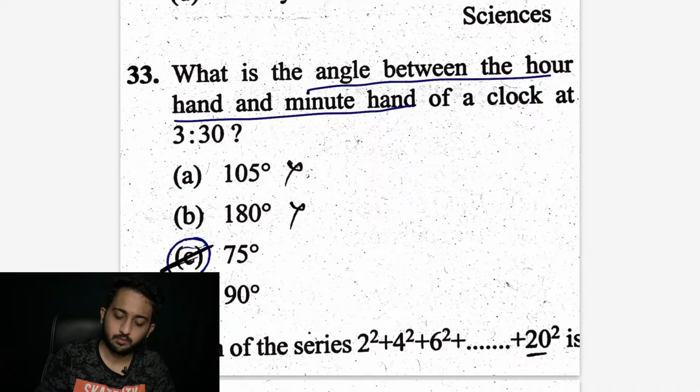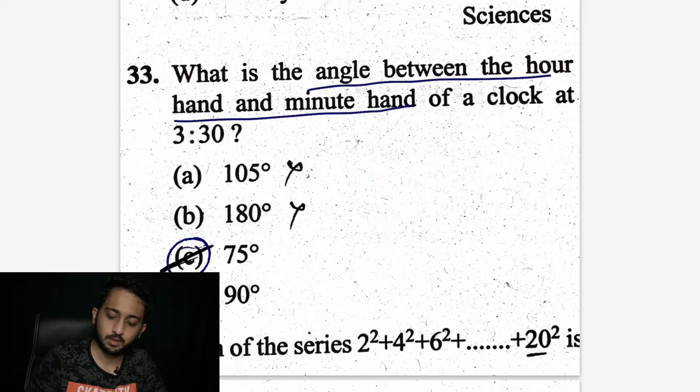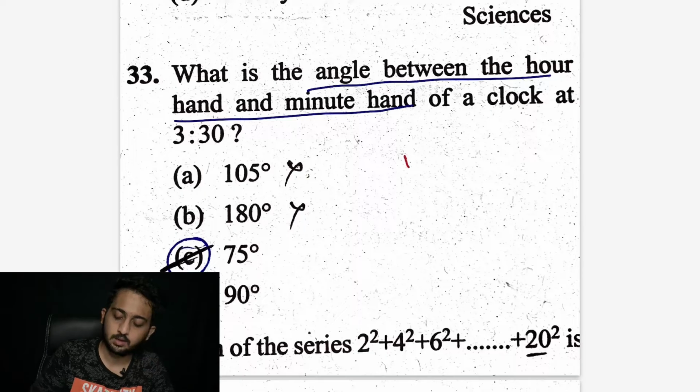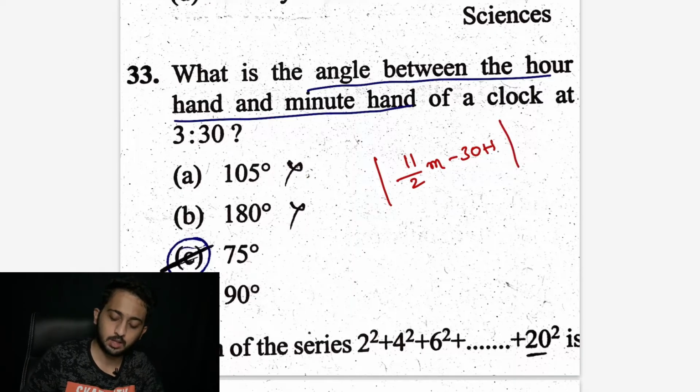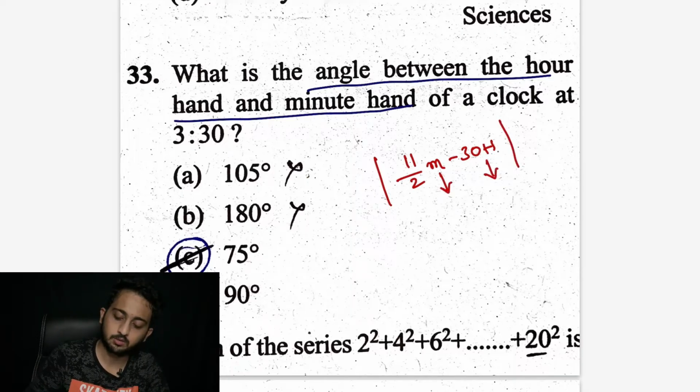For this question, we have to find the angle between the hour hand and minute hand. The formula comes something like this: 11 by 2 m minus 30 h. I did not remember it exactly, but I think it is somewhat like this, where m stands for minute and h stands for hour, and this is the angle between minute and hour hands.